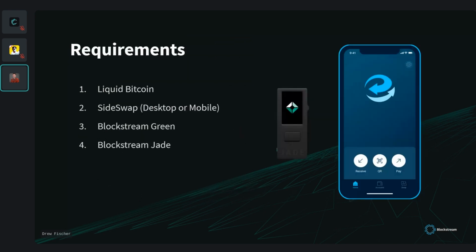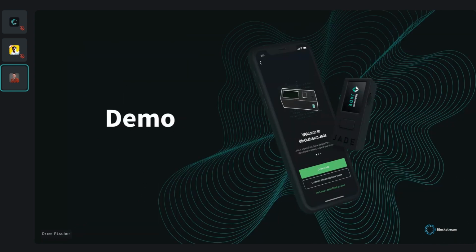It's very cool. So for today, we're going to need four things. That is some liquid Bitcoin. We are going to need SideSwap on desktop or mobile. Today, I'm going to be using desktop. We're going to need Blockstream Green so that we can have a wallet to receive the USDT to, and then Jade to obviously receive the USDT. So with that, let's actually do the thing.